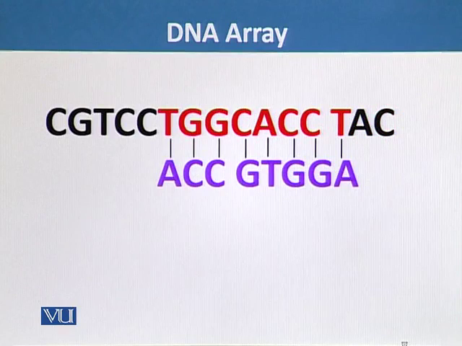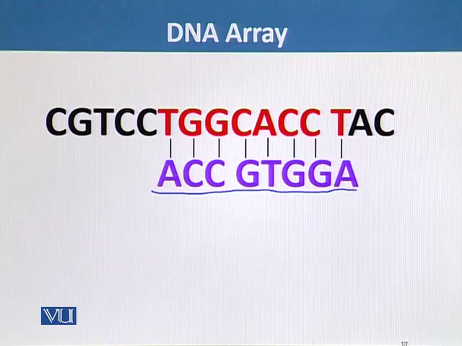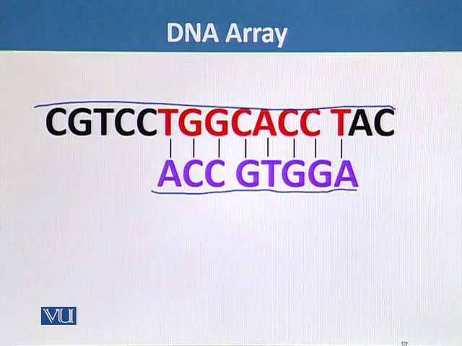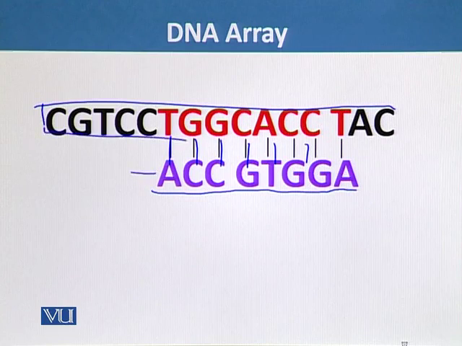For example, we can see here a probe that has the sequence A, C, C, G, T, G, G, A. If we assume that this probe is attached to the DNA chip, then when the DNA fragment that needs to be sequenced is hybridized with this probe, it will form an interaction with it, because the fragment is complementary to that probe, and there will be a weak interaction between the probe and the fragment that needs to be sequenced.